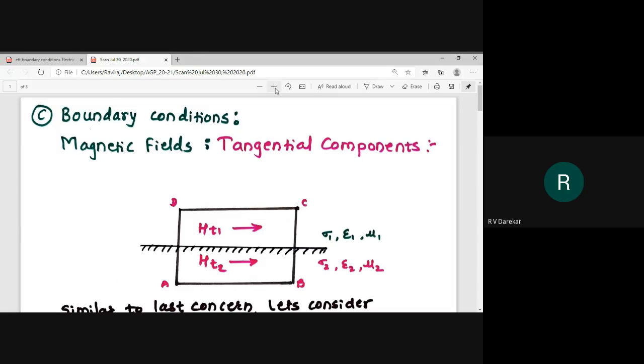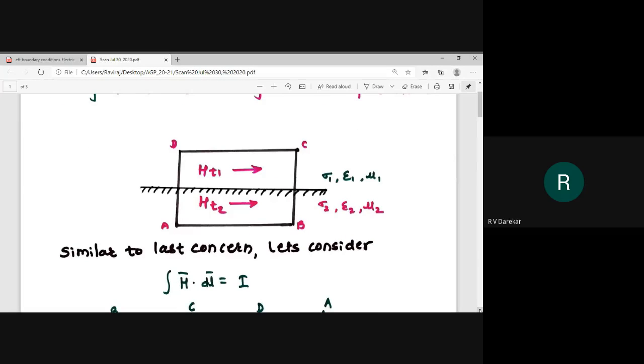In the last lecture we had seen the electric field. The diagram will be similar to the last lecture, but there is one change. Over there we had written ET1, here it is HT1. HT1 is nothing but the magnetic field intensity for the loop ABCD, which consists of two separated media having conductivity sigma 1, sigma 2, permittivity epsilon 1, epsilon 2, and permeability mu 1, mu 2.